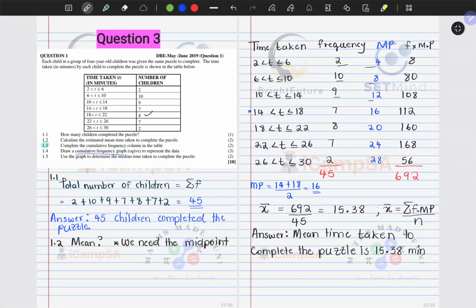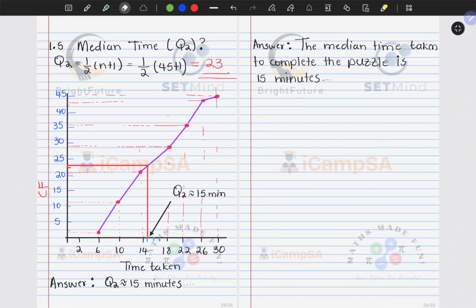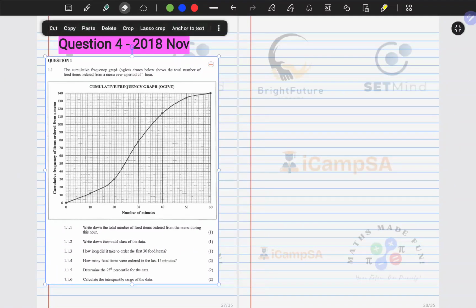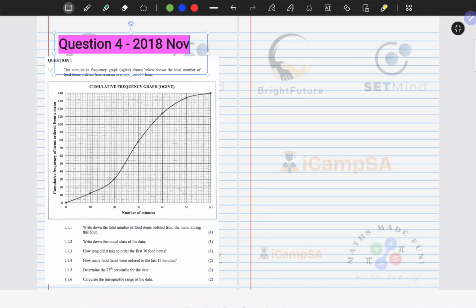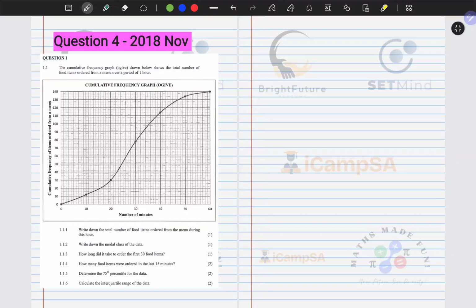So I hope that you do and are able to make sense of these questions here. And that was our answer to question 1.5. Okay. So next, we are required to have a look at this question here, and this is from the 2018 November exam. So let's quickly answer these questions.